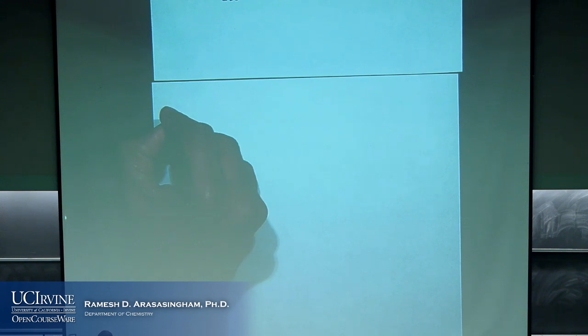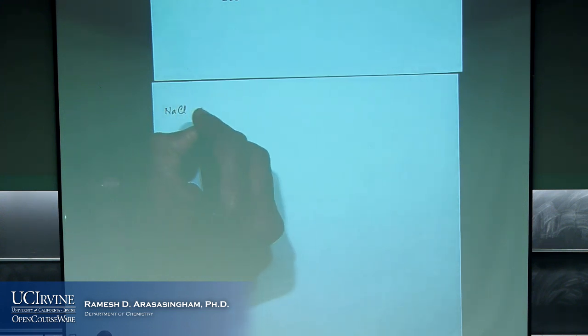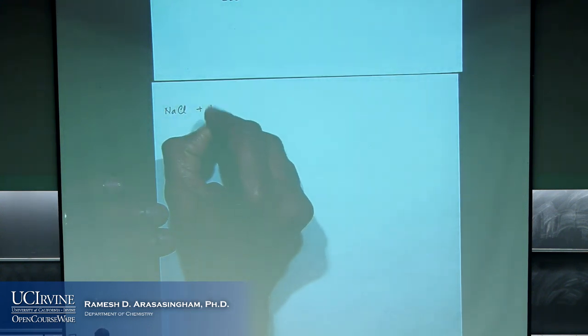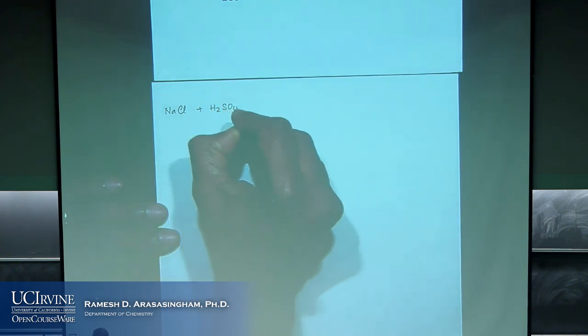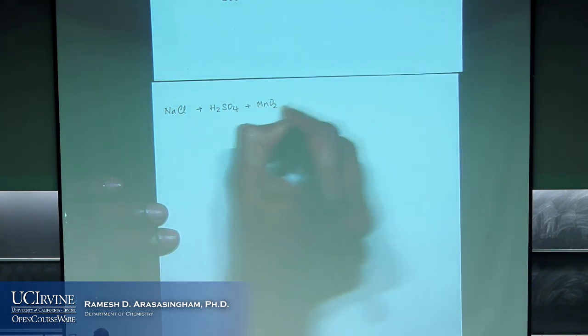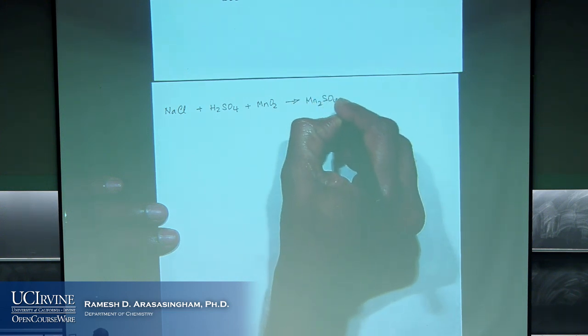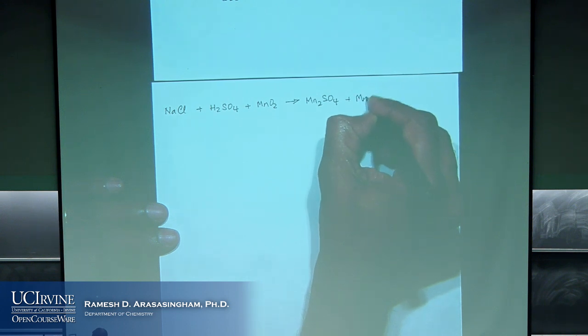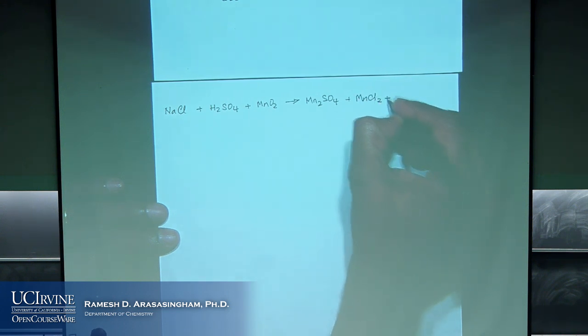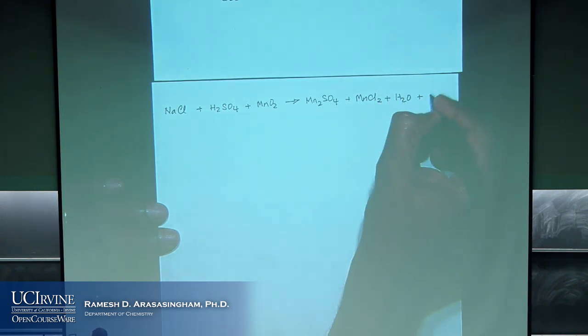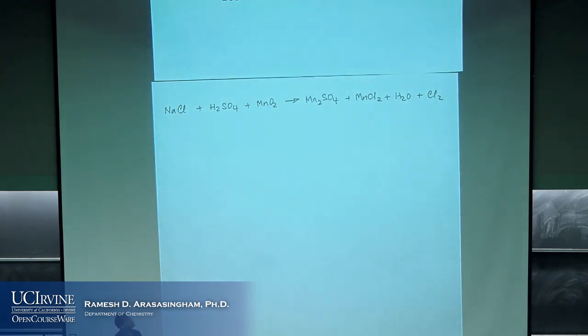So if this is my balanced equation, NaCl plus H2SO4 plus MnO2 giving me Mn2SO4 plus MnCl2 plus H2O plus Cl2. Okay, now this question comes directly from an exam that I gave 2 years ago. All right? So I'm just pulling an old exam question, and you're asked to balance this equation.